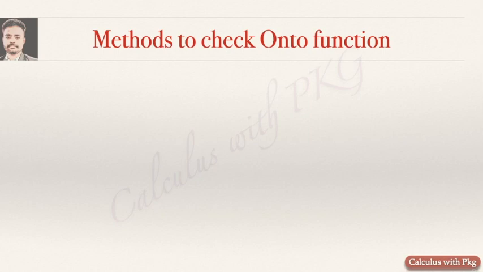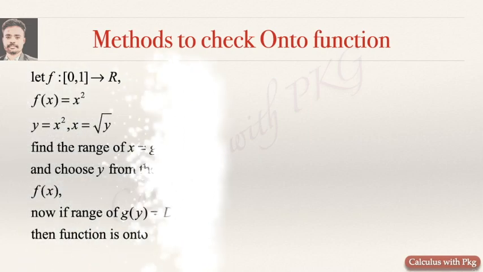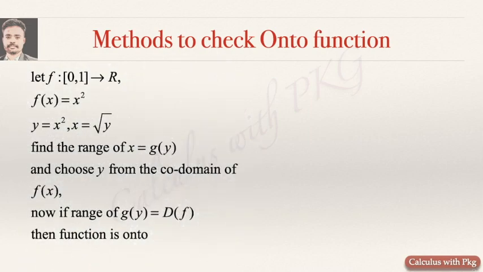So let us take one example so that we can understand better how to check whether a function is onto or into. Here let f be a function from the closed interval 0 to 1 to the real numbers. That means here the domain is the closed interval 0 to 1 and the codomain is the set of real numbers, and I choose the function f of x equal to x square.